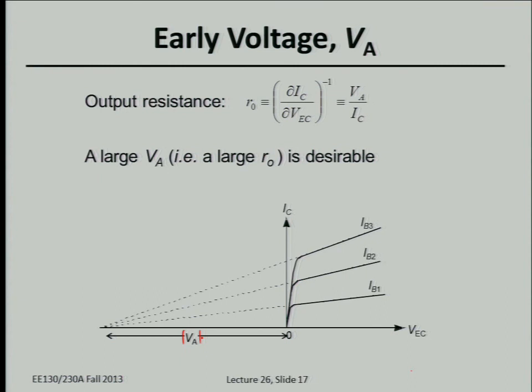Bottom line is we want a small slope, which is dI_C/dV_EC, or we want a large inverse slope. If we take the inverse of the slope, that's defined to be the output resistance. We'll cover that again in the small signal model.